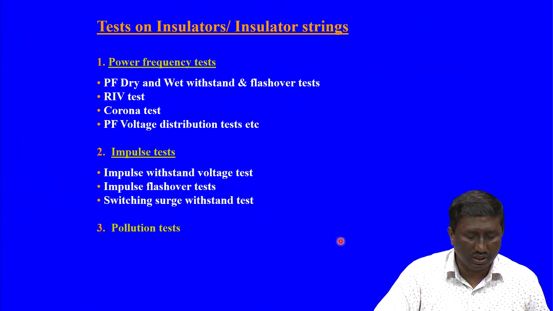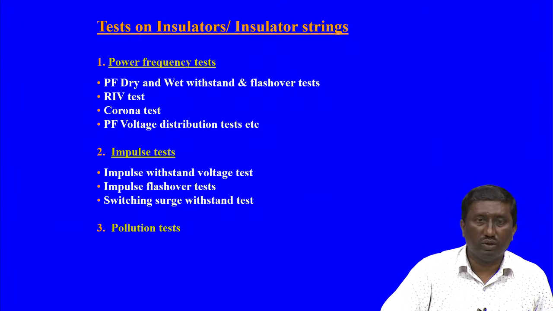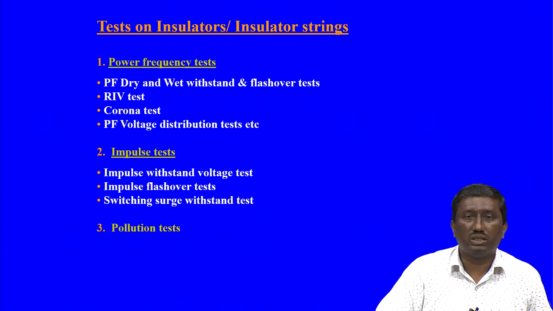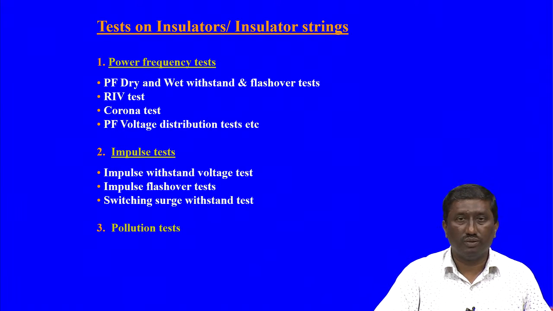Then pollution tests, again a contamination test, this is very important above extra high voltage levels. So, the pollution or contamination phenomena has to be simulated in the laboratory, and for the worst conditions the insulators have to be tested or the surge arresters have to be tested for pollution tests in the laboratory.